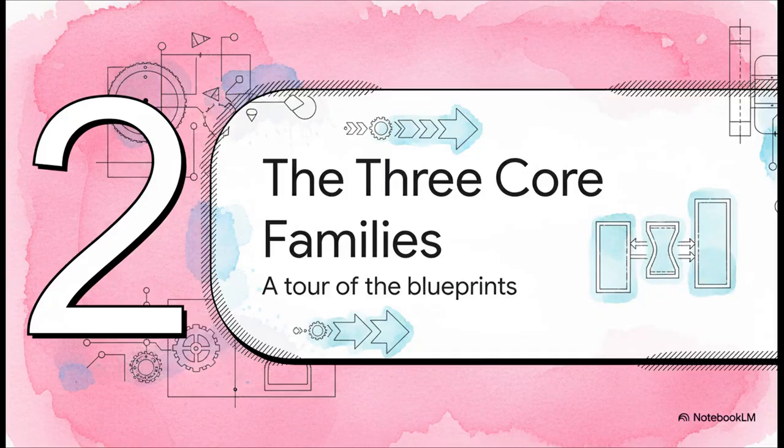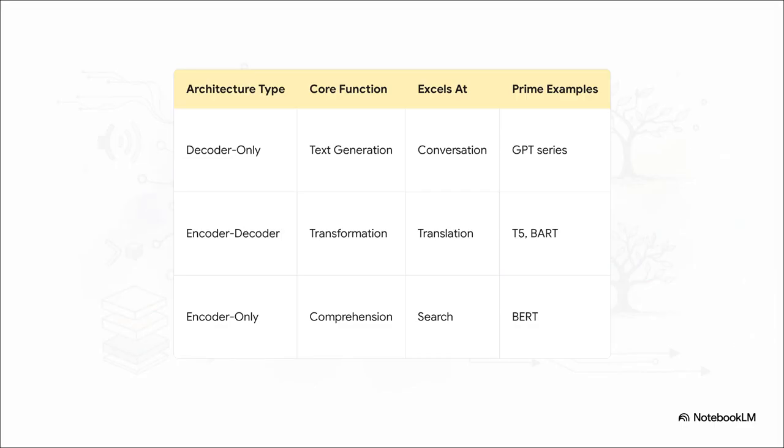Okay, so that brings us to the main event. We're going to take a tour of the 3 core families of language models. You can think of these as the fundamental blueprints, the ancestors that almost every single model you hear about today is based on. This table lays it all out really nicely. It's a great side-by-side of the big 3. And you can see right away how their core function, what they're fundamentally built to do, shapes what they're good at. You've got your decoder-only models, like the GPT series. Those are your creative writers and conversationalists. Then you have encoder-decoders, which are like expert translators. And finally, the encoder-only models, like BERT, which are all about deep understanding, perfect for things like search.